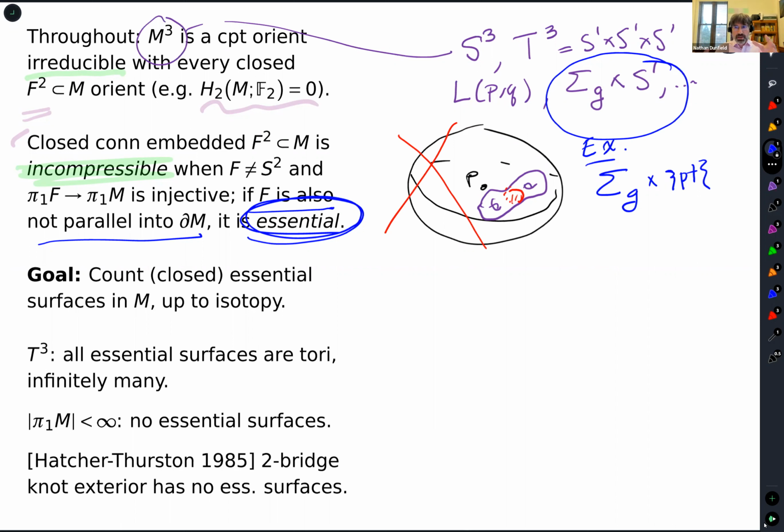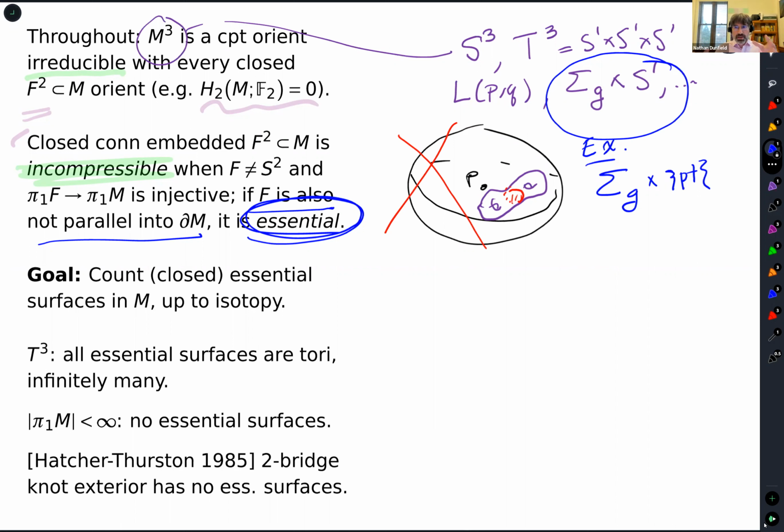I'd like to try to count these things. So let's just see some examples. The first example might be the 3 torus. The 3 torus has a lot of essential surfaces, for example, S1 cross S1 cross point.